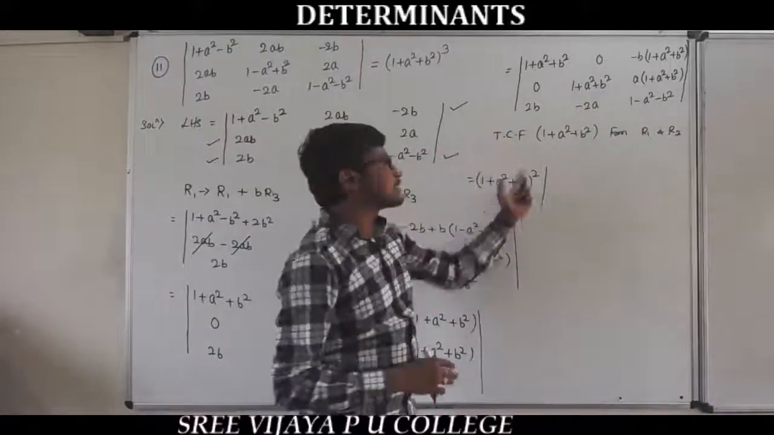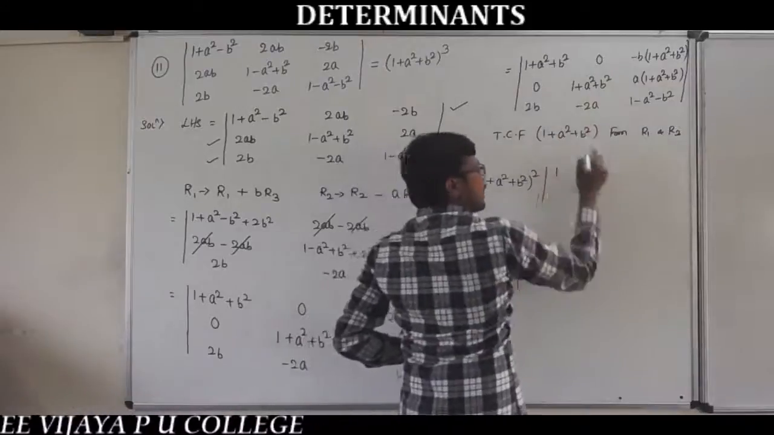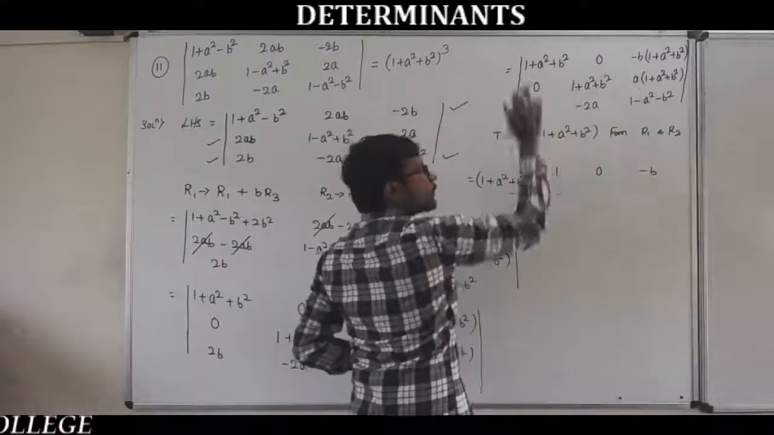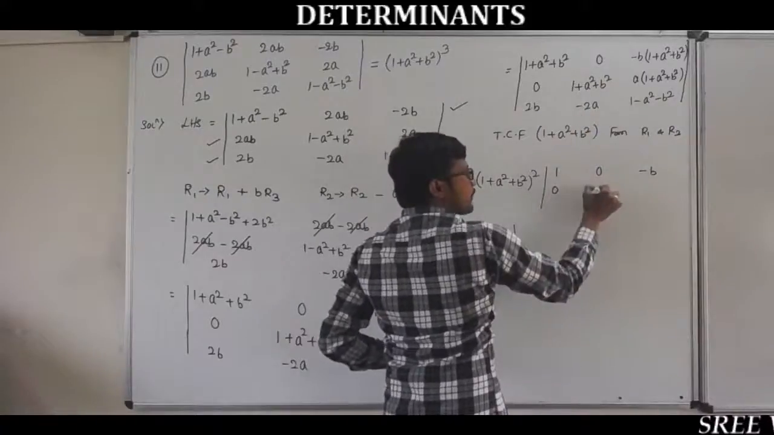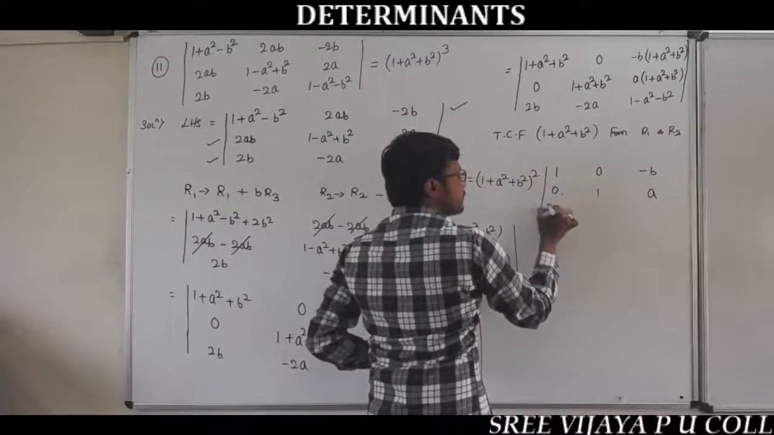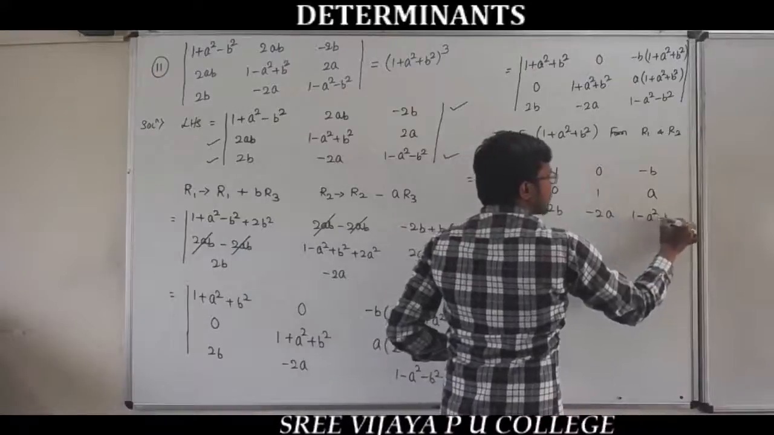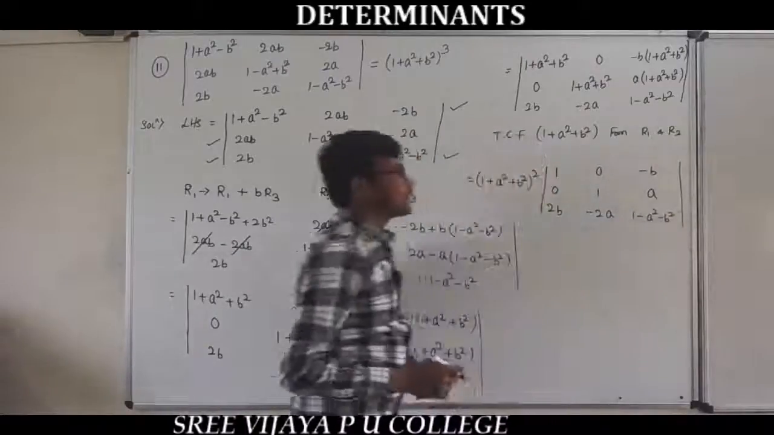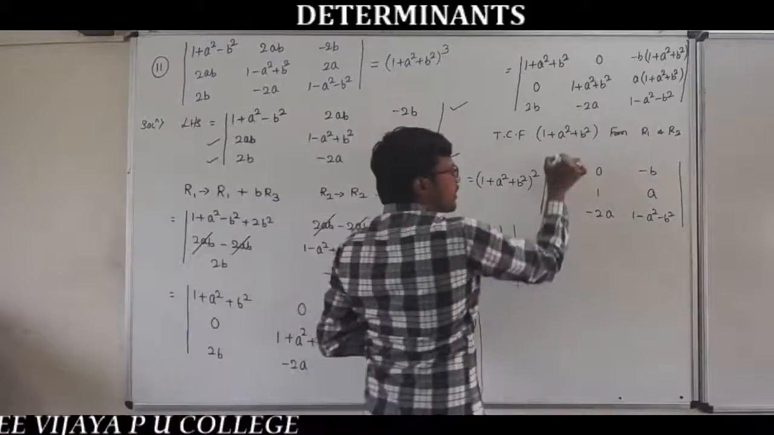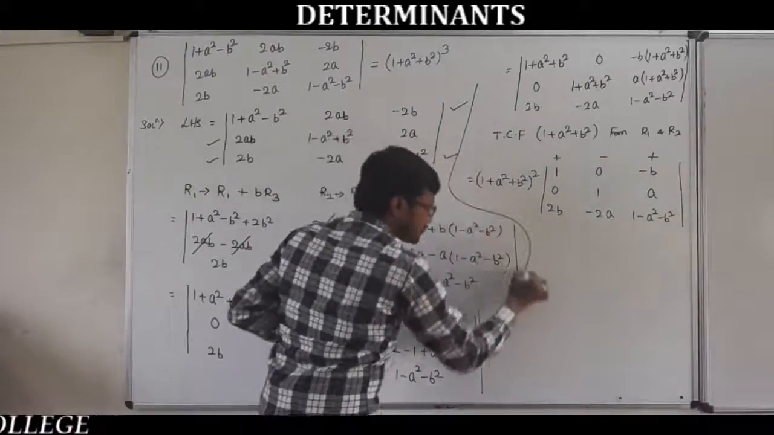So you can take it as 2 times, a whole square. So what remains? 1 plus a square, b common has gone, 1 here, 0 here, minus b only. Here common has gone, 0 common went, 1. Here common went, remaining is a. Next 2b minus 2a, 1 minus a square minus b square. Okay, so whole cube should come, right? We cannot apply limit operation here, so just expand along the row.